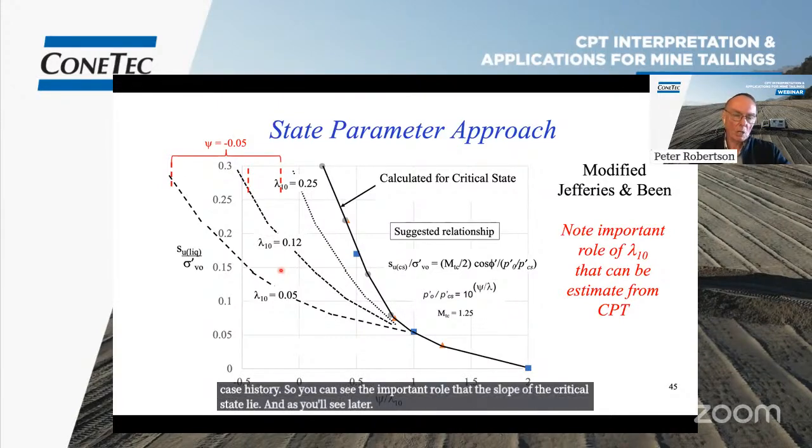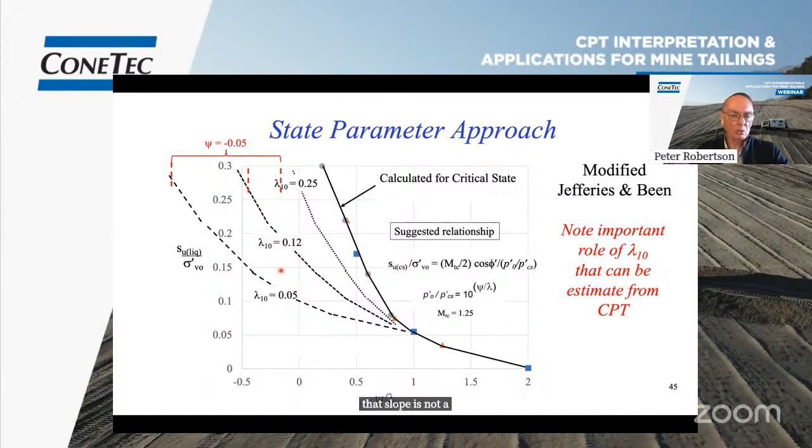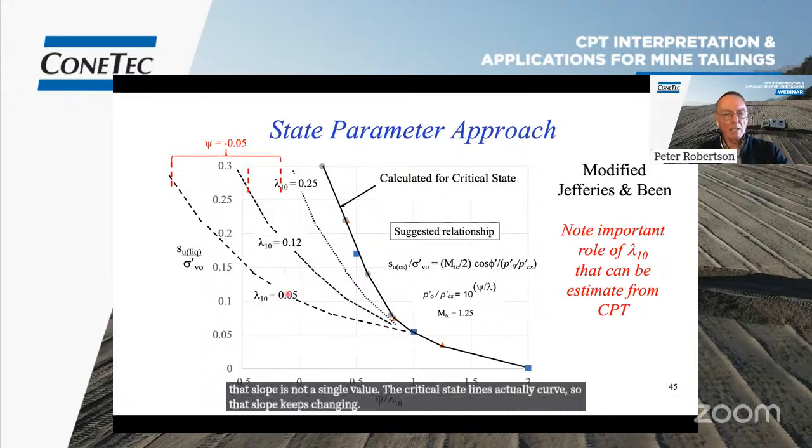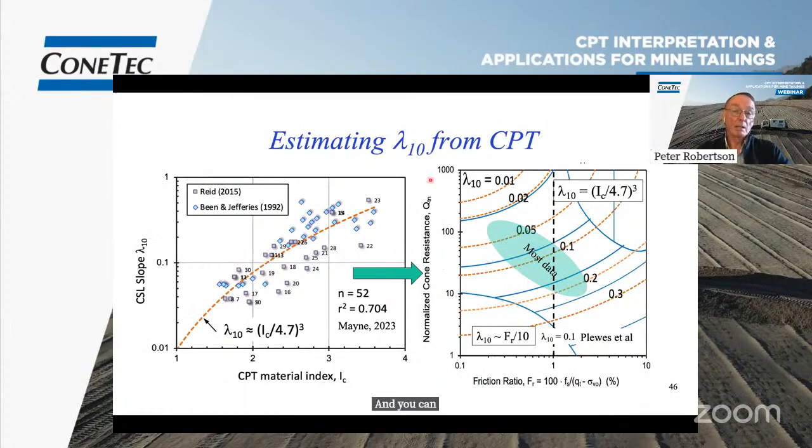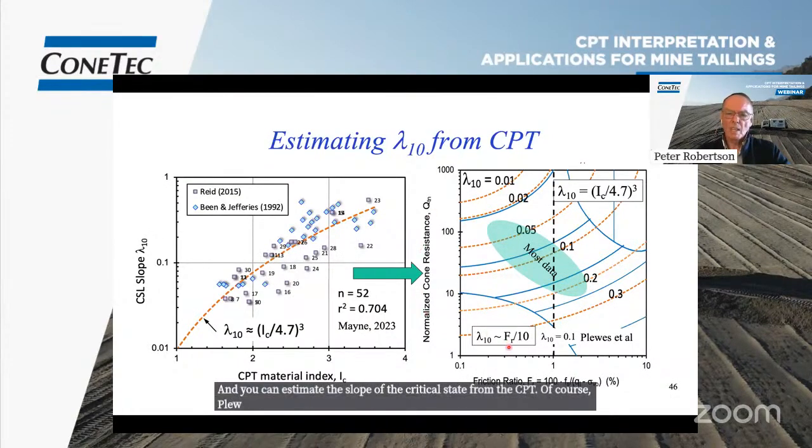So you can see the important role of the slope of the critical state line, and as you'll see later, that slope is not a single value. The critical state line is actually curved, so that slope keeps changing. So it keeps changing as you go to higher and higher confining pressures. And you can estimate the slope of the critical state from the CPT. Of course, Plewes had suggested it was the friction ratio divided by 10.